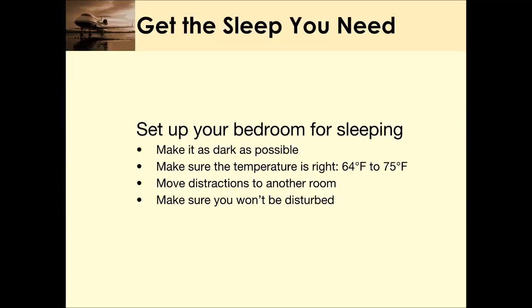Seems pretty obvious, but there are some tricks and some things maybe you're doing wrong that you didn't even know. So you want to set up your bedroom for sleeping. Make the room as dark as possible. Light tells your body to be awake, so use blackout curtains, blindfolds, things of that nature. Make sure the temperature is right in your bedroom. They recommend 64 to 75 degrees Fahrenheit. Again, a cool body temperature tells your body it's time to sleep.